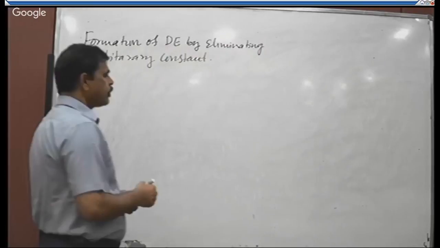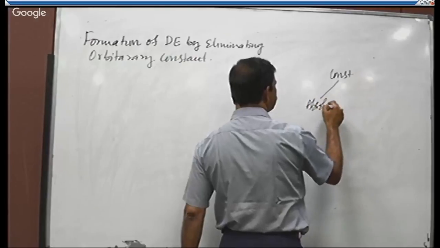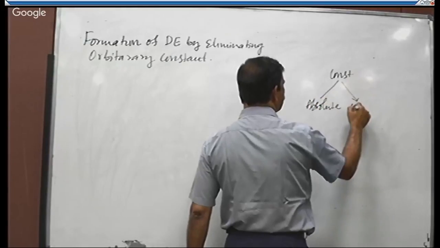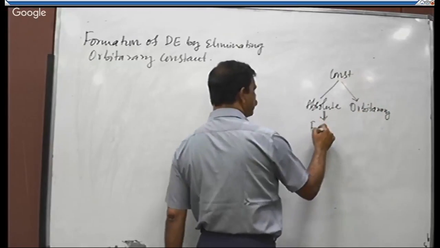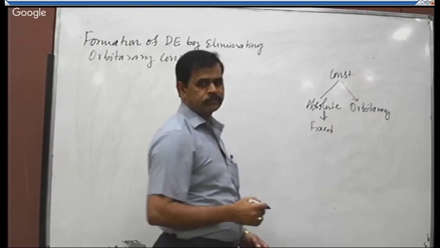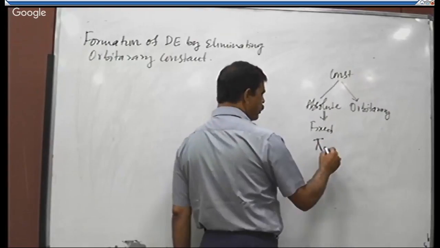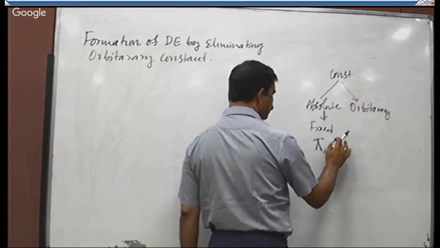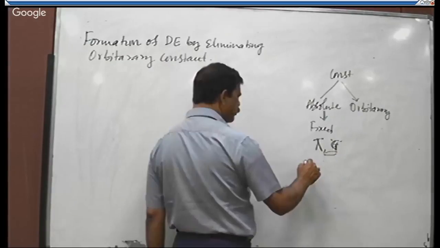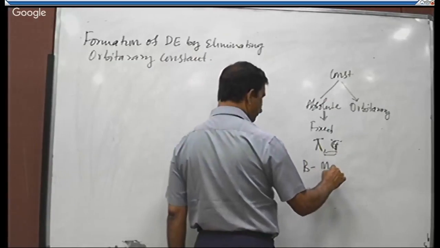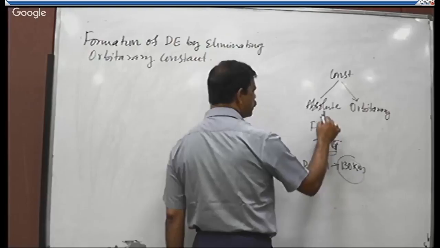Constants are of two types. One is absolute constant. Another one is arbitrary constant. Absolute means it is fixed, whose value cannot be altered. That is called absolute. Say for example, the value of pi is constant. The value of the gravitational constant, like that. It is absolute. If I say the distance between Bangalore and Mysore is 130 kilometers, that is said to be an absolute constant.